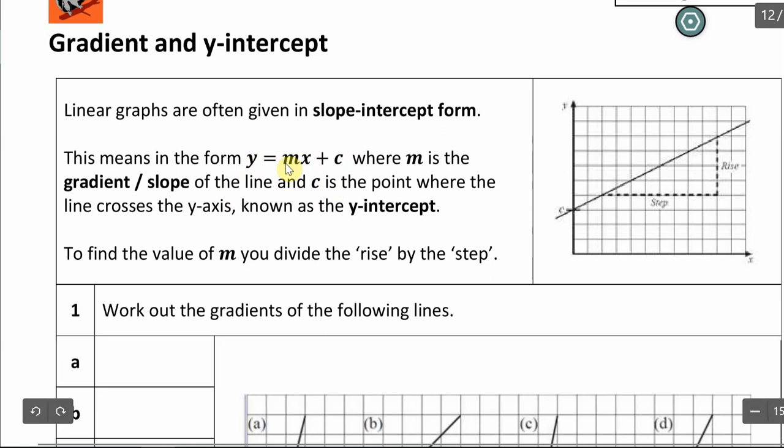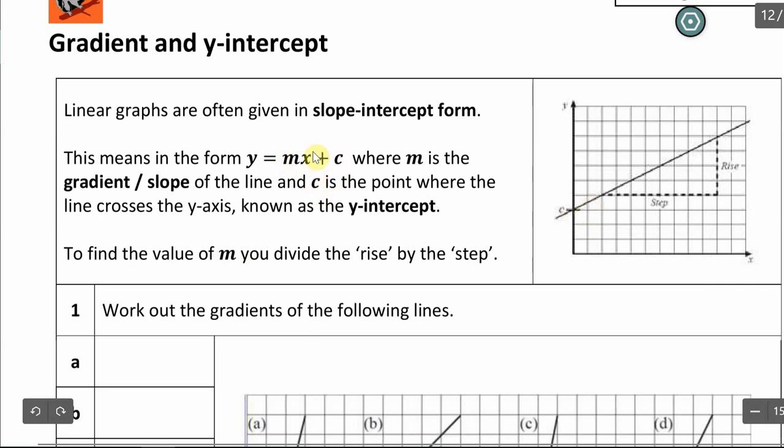The m stands for the gradient or slope. Okay, don't ask me why they use the letter m, I'm not sure. C stands for the y-intercept. Okay, so c is the number on the y-axis that the line goes through. So the y-intercept is easy enough to spot. You can just see it on the graph. It's the number that it goes through on the y-axis.